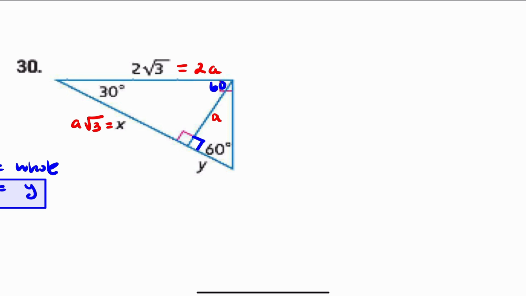Let's take a look at our triangle labeled. This is A. That's not enough information to work with. This is X equals A root 3. We have a variable equal to a variable. Can't work with that. But we have a variable equal to a number here. That's perfect. Take a look at that. 2 root 3 equals 2A.